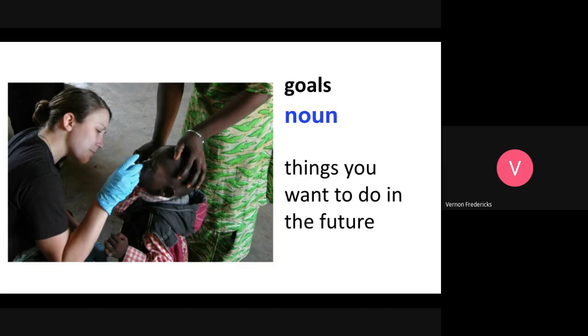So listen to the question that the teacher is asking you. What are your goals for the future? And you will say, I want to be a doctor. I want to be an engineer. I want to be an architect. I want to go to the army. I want to be famous. In this case, we're talking about these goals.